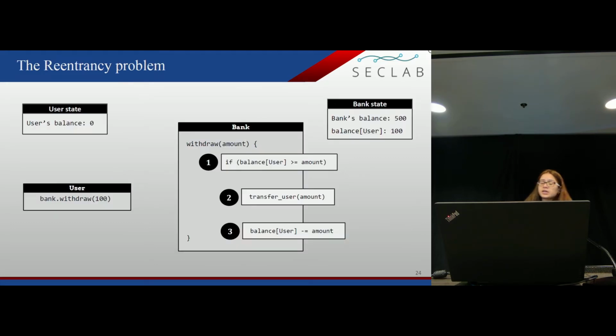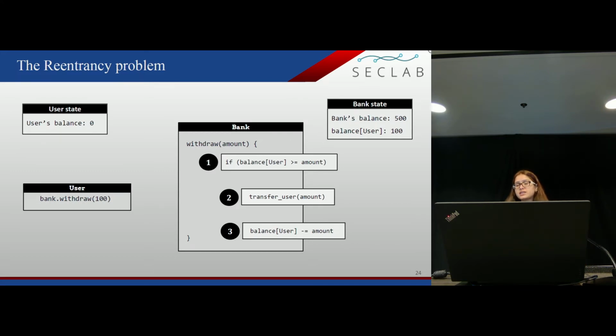So let's first understand what a reentrancy is. For this, I have a simple example, which is a bank contract that has got a withdrawal functionality through a withdraw function. The state of the bank contract is displayed on the top right, and we have a user contract that wants to withdraw a certain amount from the bank, and the state of the user contract is displayed on the top left.